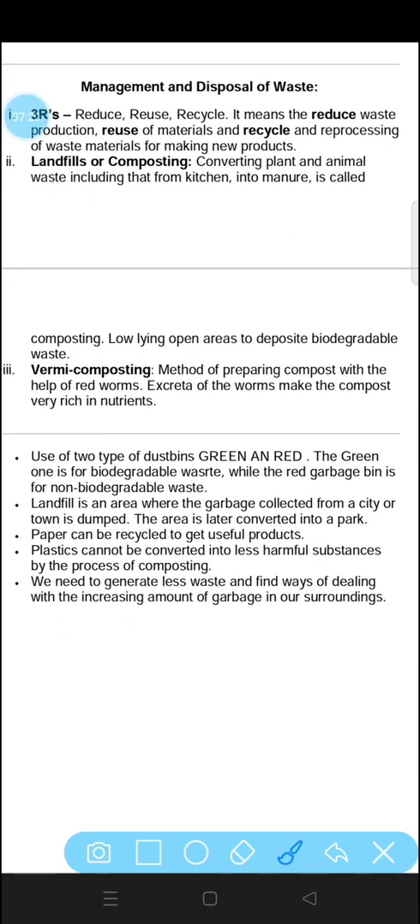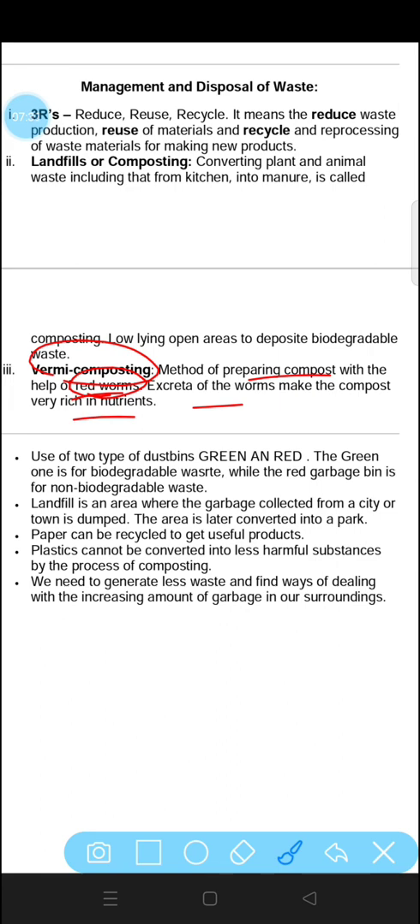Next is vermicomposting, a method of preparing compost with the help of red worms. If we use red worms, then the excreta of the worms makes the compost very rich in nutrients. So if we are making compost with the help of red worms, it is called vermicomposting.